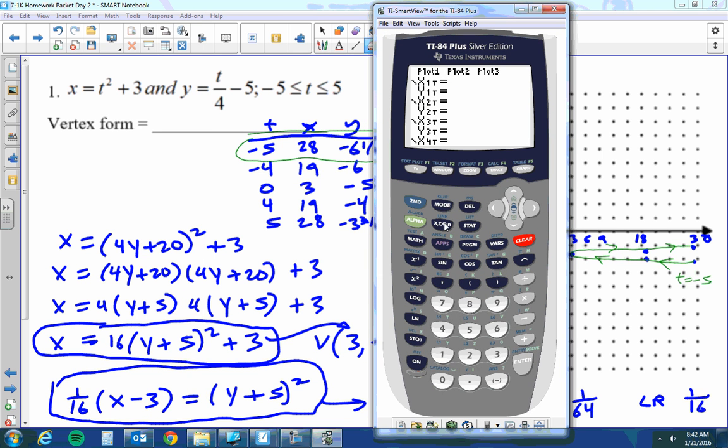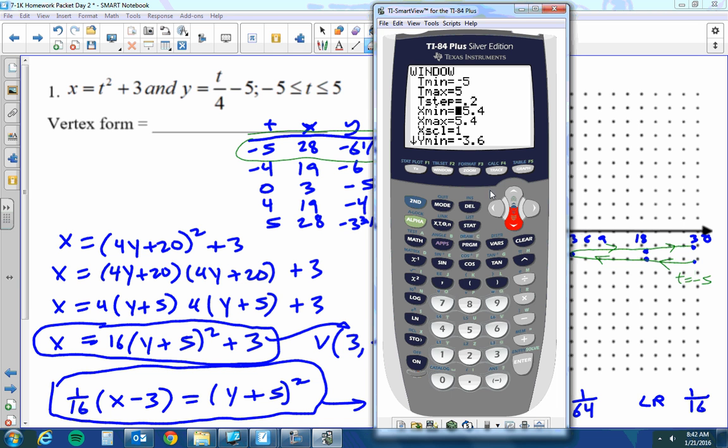So just x equals, and just press t squared plus 3. And y equals t divided by 4 minus 5. Once you type in equations, hit window. And for t min and t max, I'm thinking negative 5 to 5 would make sense. Okay? For t step, something like that. 0.1, 0.2 is probably okay.